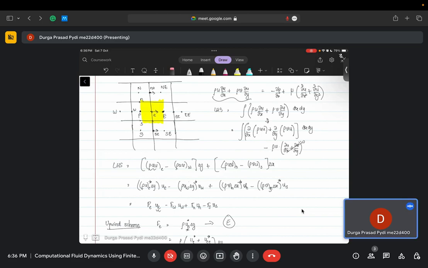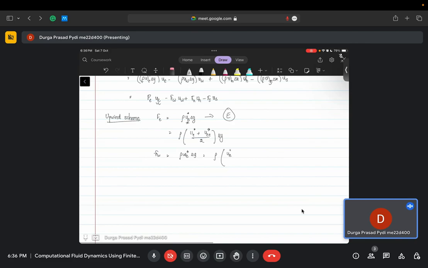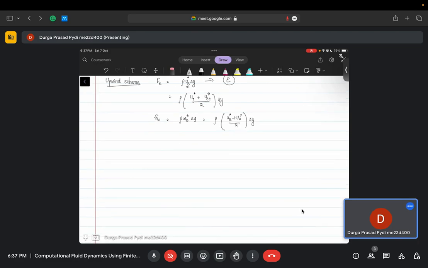This is my west, so capital W is somewhere else now. We are not actually storing velocity values at the cell centroids. We are storing velocity values only at the lowercase face locations. I want my velocity at P. This is my face centered on the west face. So you have u e star plus u w star by 2 times delta y. This is your F west. F east and F west are quite straightforward. So now comes the next part.